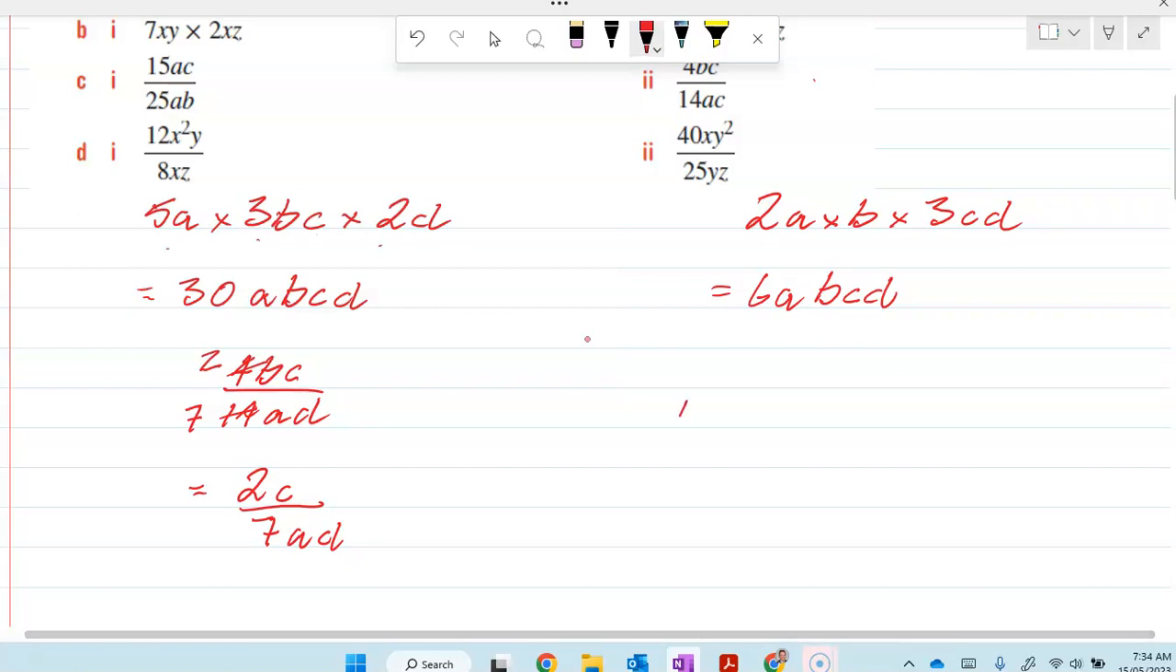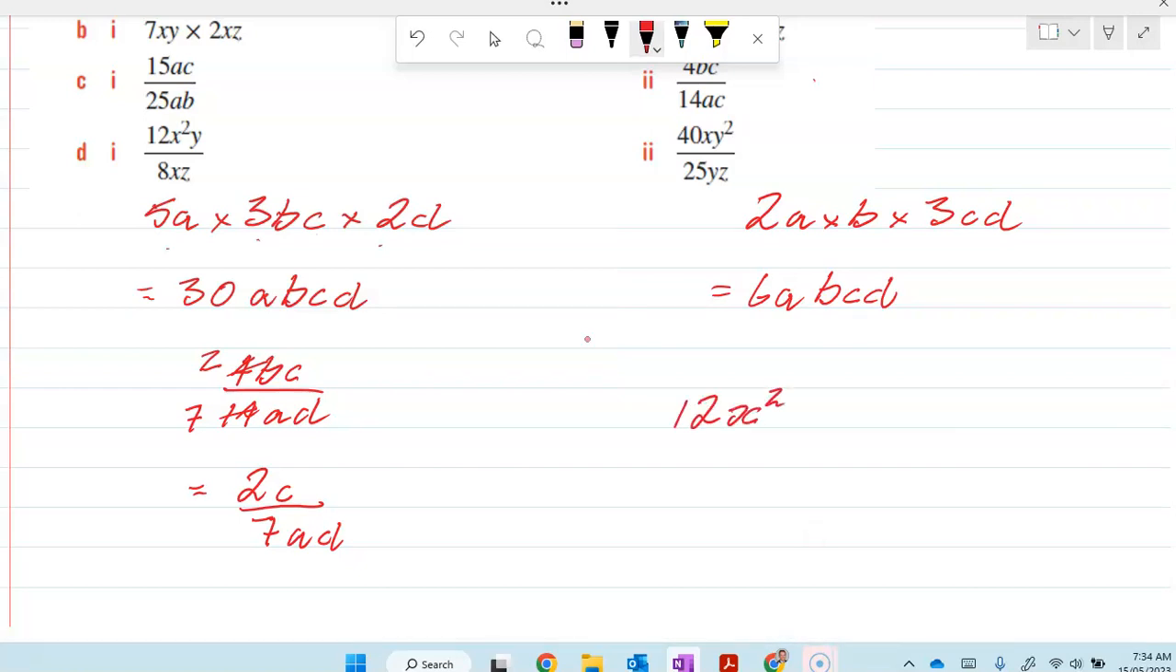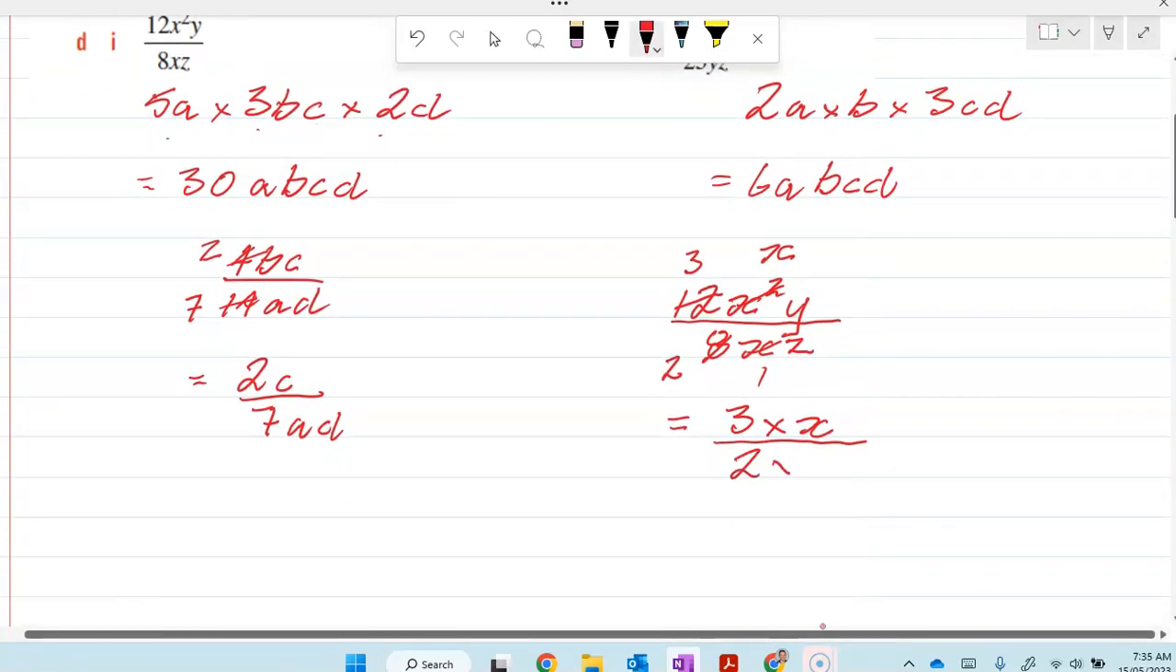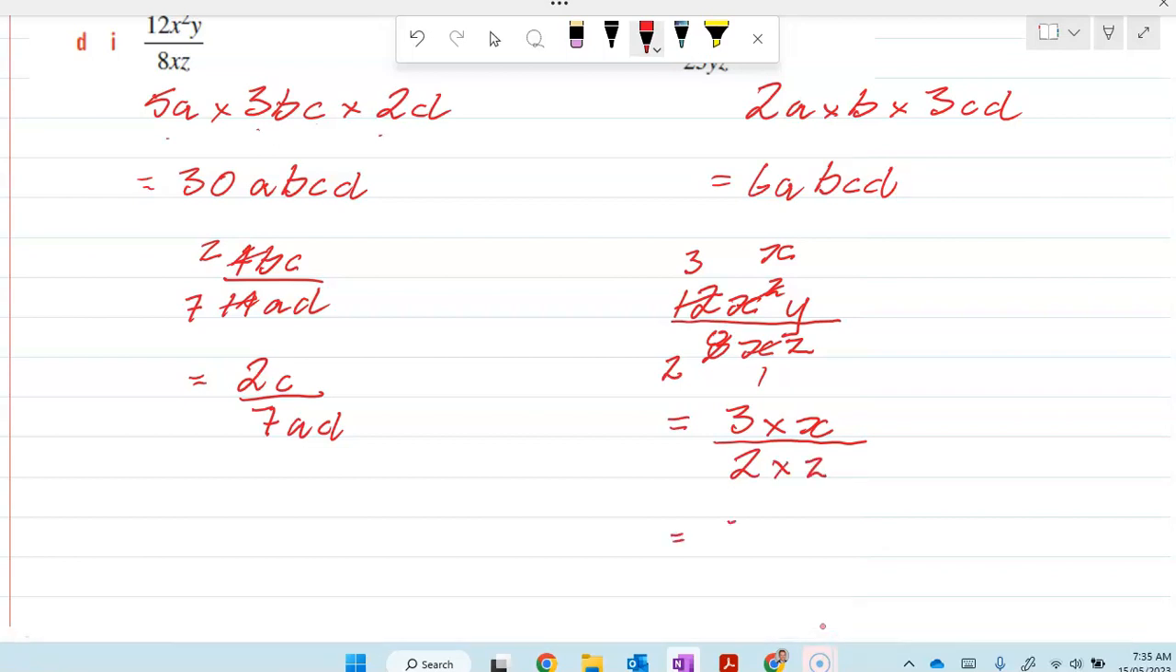We'll have a look at 12x squared y over 8xz. Again, 4 is our highest, so 4 goes into this 3 times, and 4 goes into this twice. Now, x will go into itself once, and it will go into this x times, because x times x equals x squared. So y and z don't. And so what I'm left with here is 3 times x over 2 times z, which will be 3x over 2z.